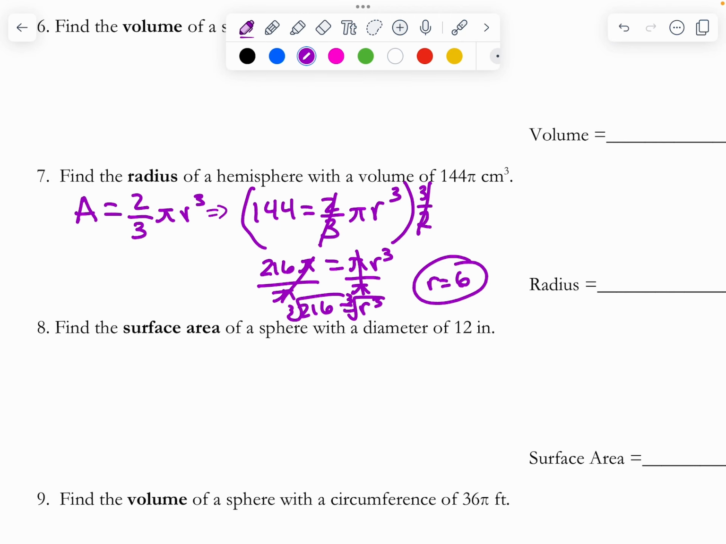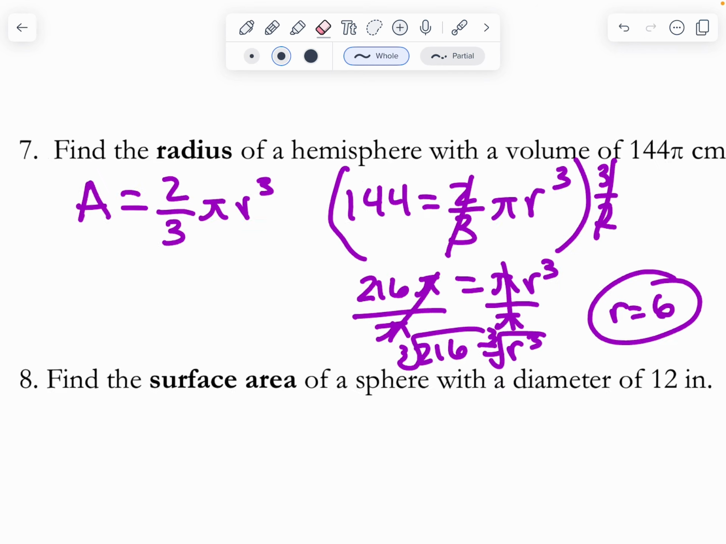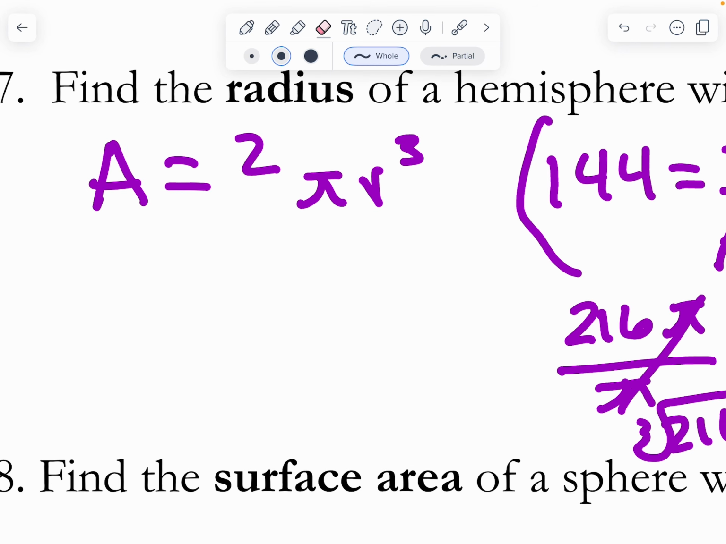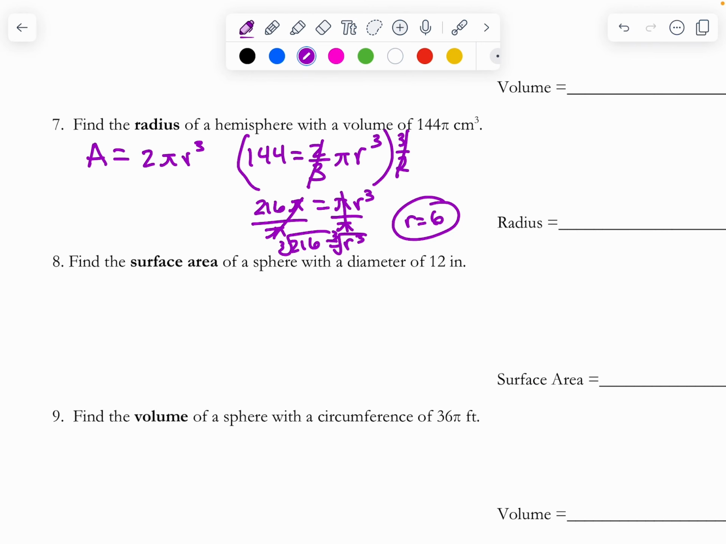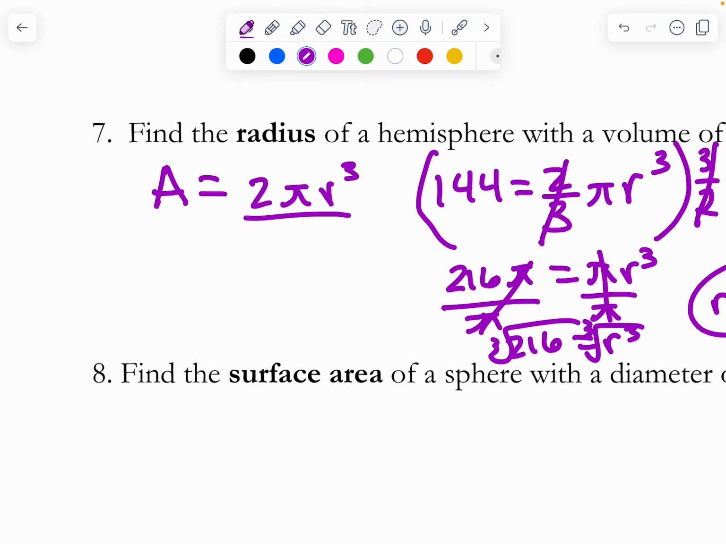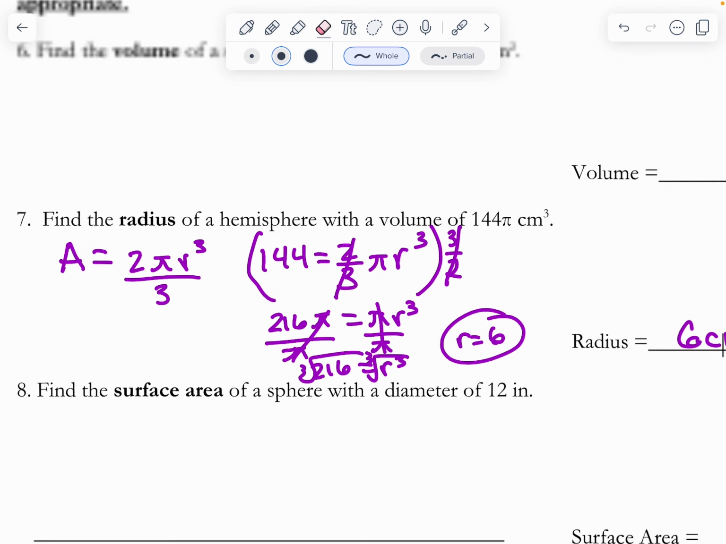Now, if you don't like this, the other way of doing it is by acknowledging that there are different ways of writing math. I'll leave that answer here for the radius. r is equal to 6 centimeters. But if we acknowledge that 2 over 3 times pi r cubed is just 2 pi r cubed divided by 3, right? Then this can become a little different.